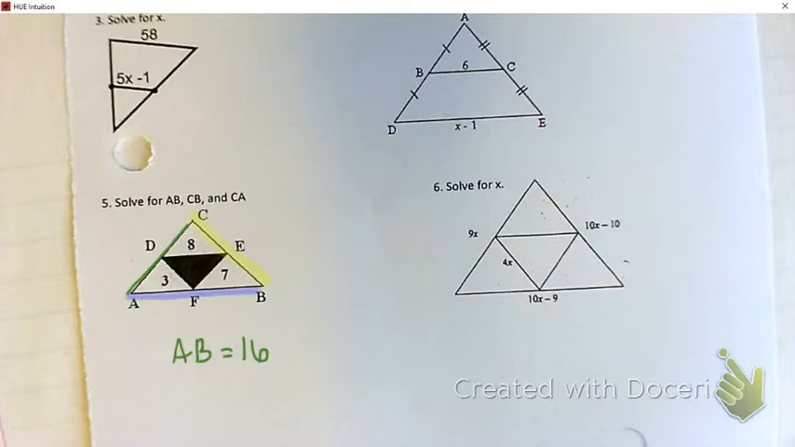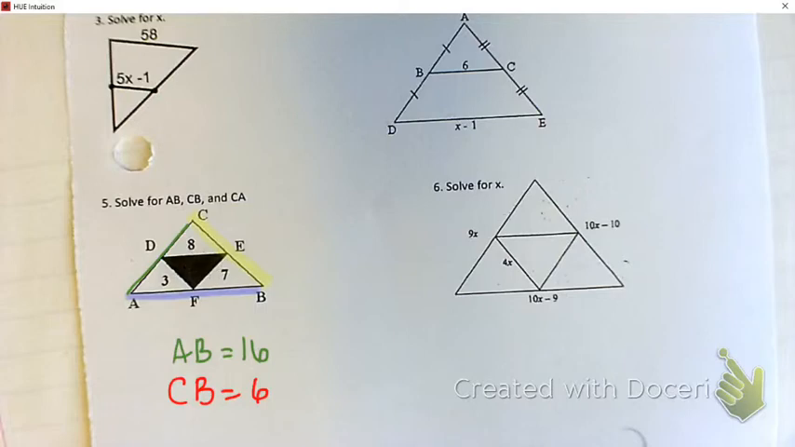See if you can find the other two. Alright, so CB is parallel to DF. And I know that DF is 3. So I'm going to multiply it by 2 to get CB. So what's CB? 6, because it's 2 times 3.